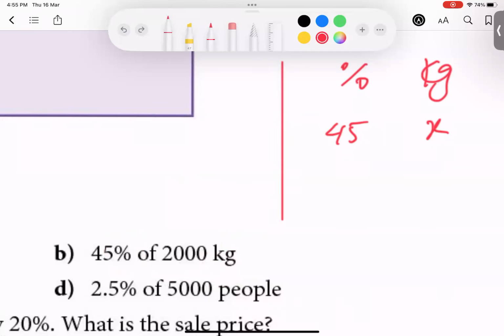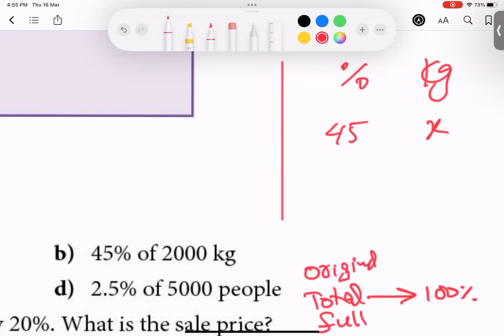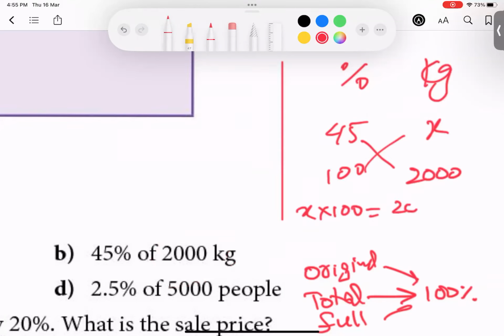Let me tell you, the total is always taken as 100%. Make sure total or full amount, exact amount, original amount, when I talk about all these things, we take 100. So this kilogram I will take equal to 100. I believe you got my point. So now I will cross multiply. So x times 100 equals 2000 times 45, and this 100 will divide. Writing the answer directly, 20 times 45, and the answer is 900 kilograms. So 900 kg. Alhamdulillah.